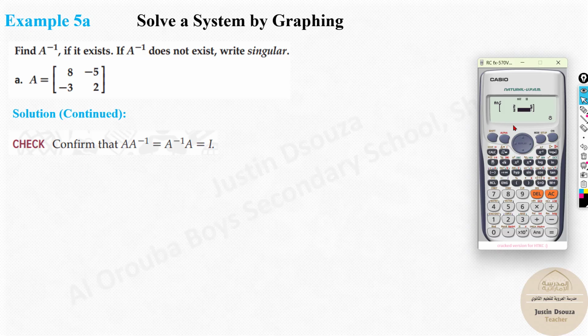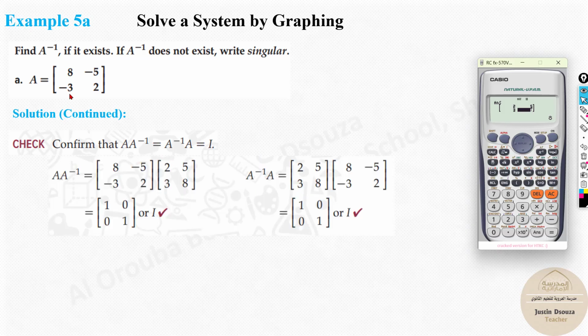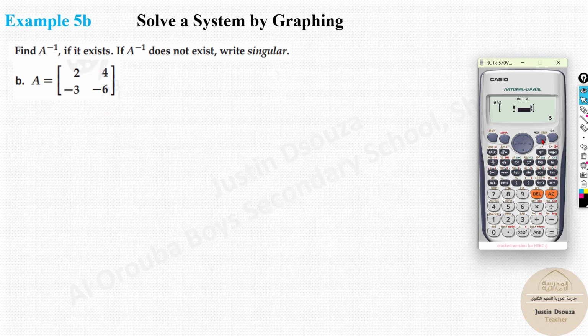And you can even check the answer. How we can check is after you find the inverse, right? If you multiply the inverse with the given matrix, it must be identity. That is obvious. You will get the identity back. Okay. Now let's try this one quickly.